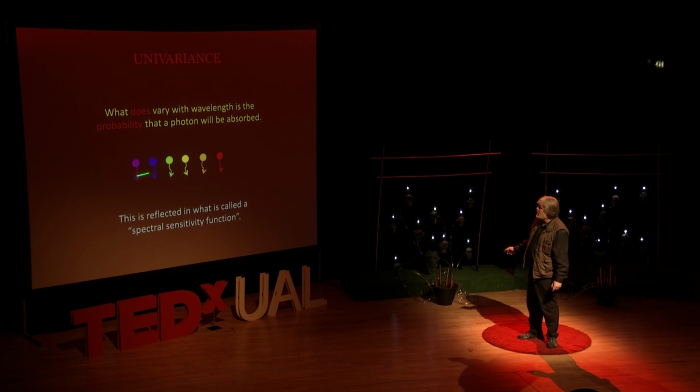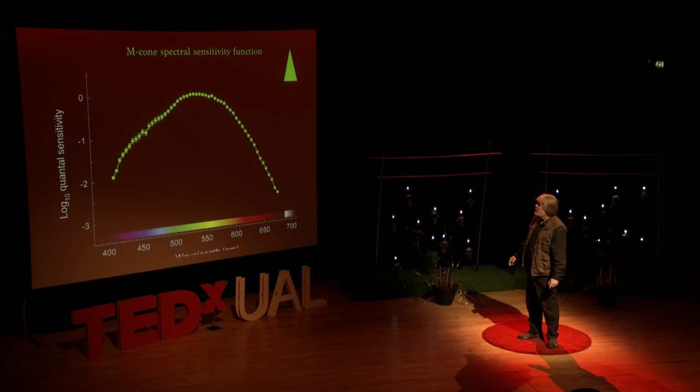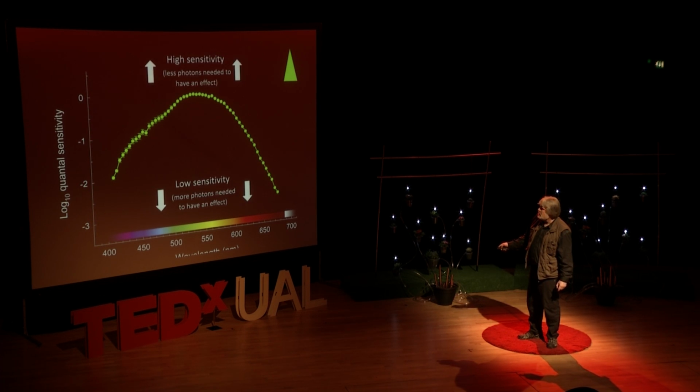What does vary with wavelength is the probability that a photon will be absorbed. So a green photon is much more likely to be absorbed than a red photon. And that's reflected in what's called the spectral sensitivity function. And here is an M cone spectral sensitivity, wavelength along the abscissa, and sensitivity along the ordinate. And this is in log units.